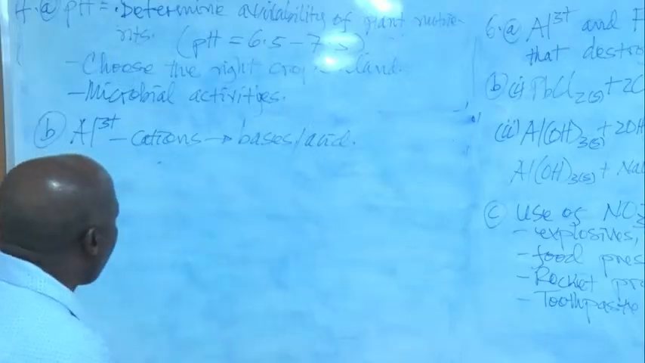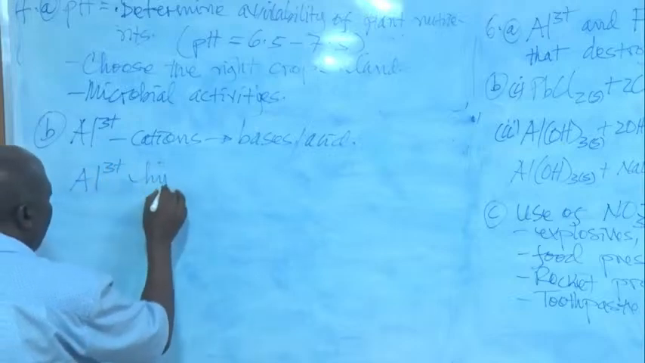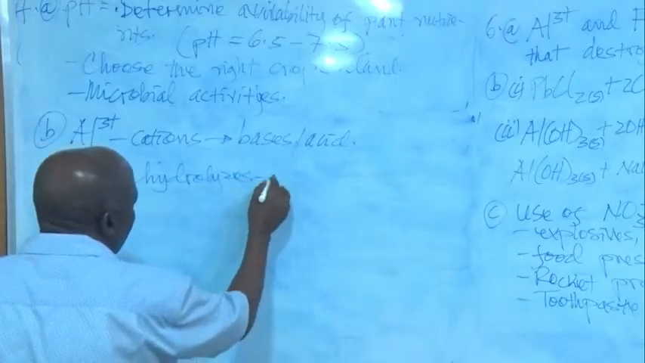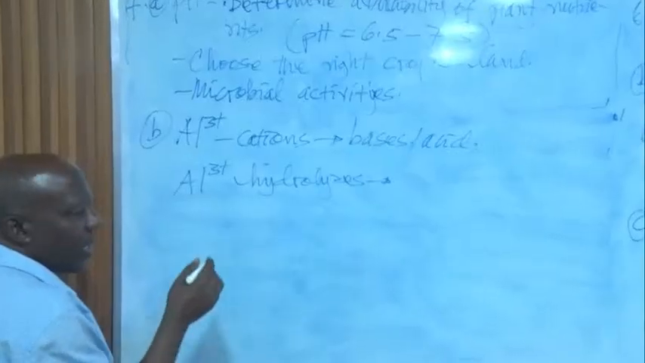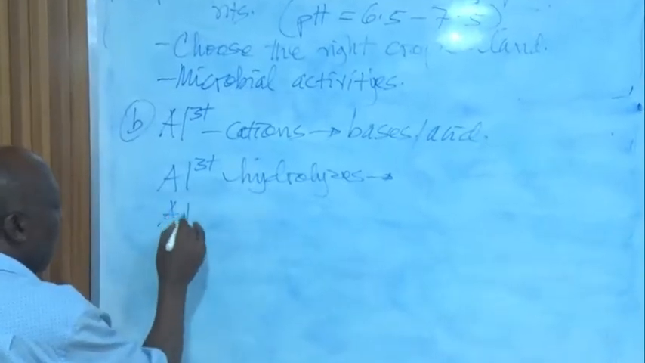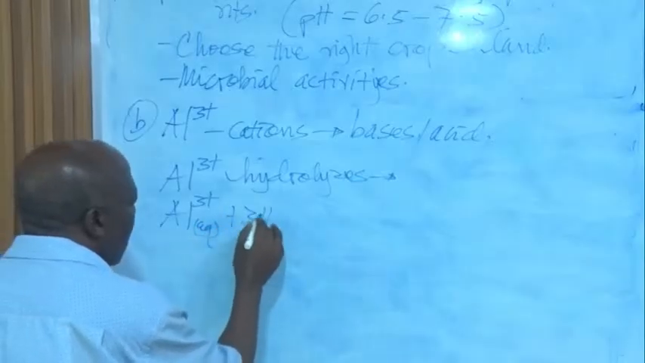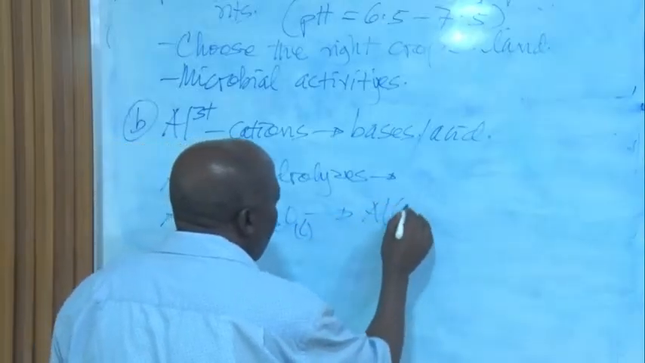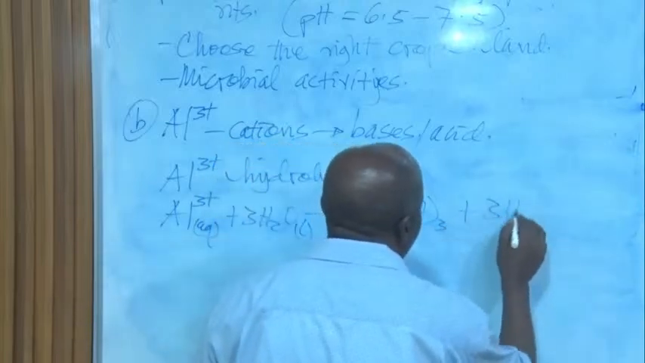Now the reason here is that aluminium ions hydrolyze. It means they react with water because of their small size. They react with the water molecules to form aluminium hydroxide, plus hydrogen ions.